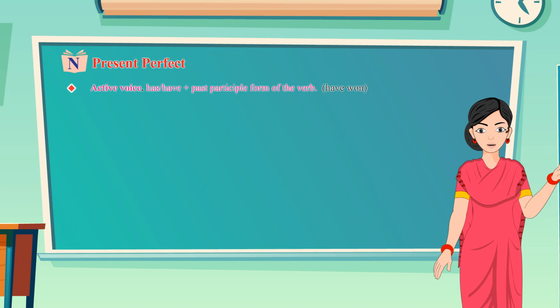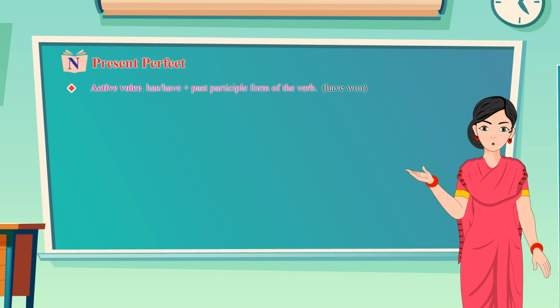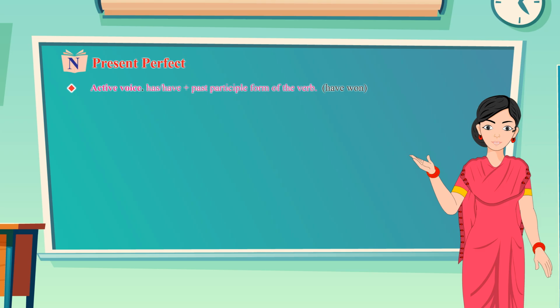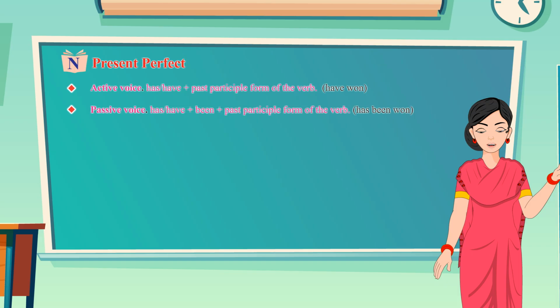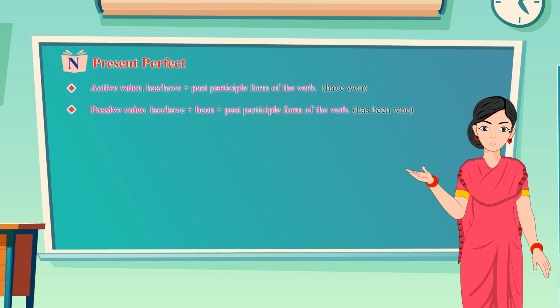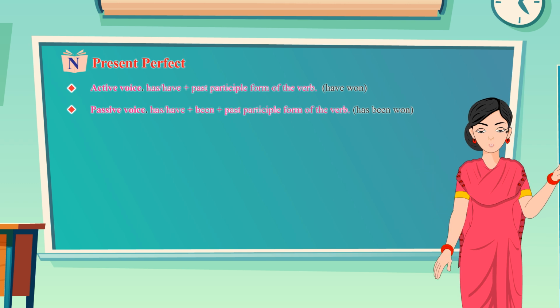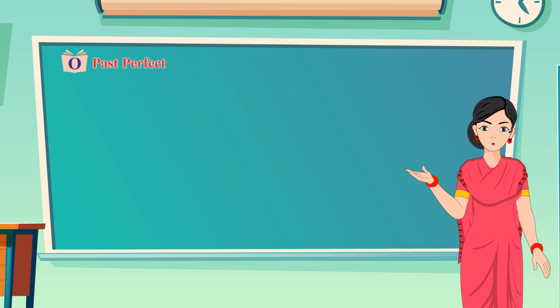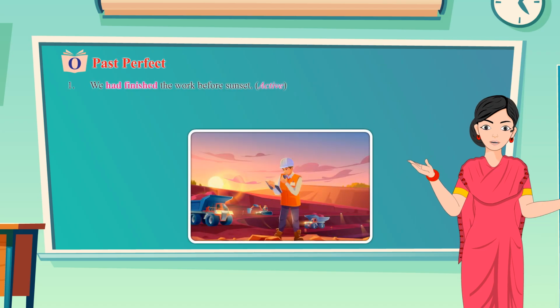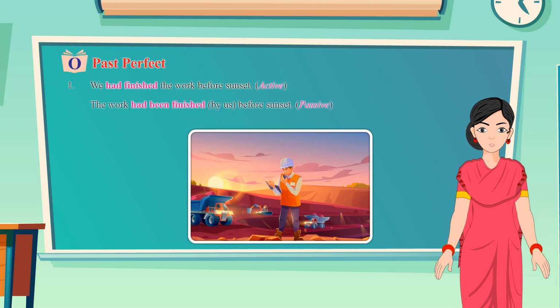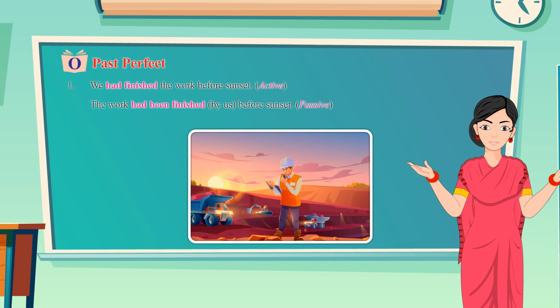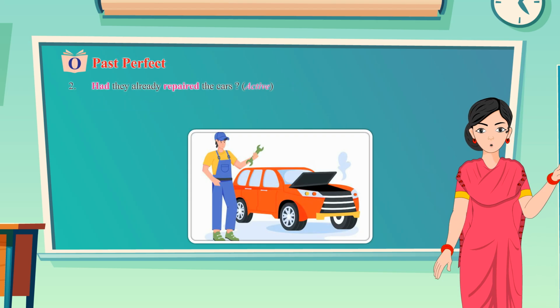Future perfect. 1. They will have finished the breakfast by 8. Active. The breakfast will have been finished by 8. Passive. 2. Will you have checked their papers before Monday? Active. Will these papers have been checked by you before Monday? Passive. Active voice: shall/will plus have plus past participle form of the verb, will have finished. Passive voice: shall/will plus have been plus past participle form of the verb, will have been finished.